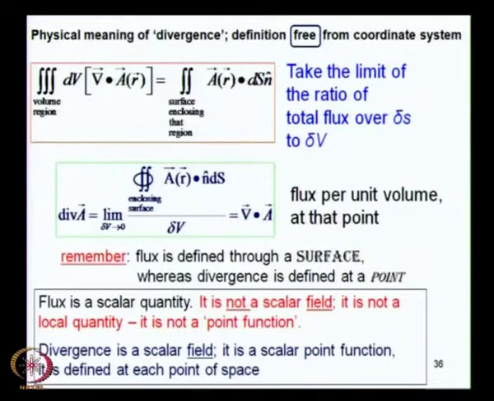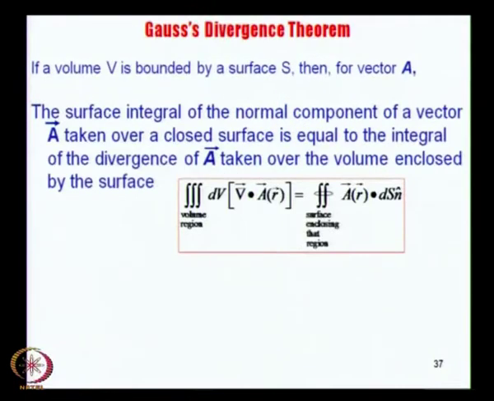So, the flux is a scalar quantity, it is not a scalar field. A scalar field is described by a scalar point function, so that it is defined for every point in space. So, you have to be a little careful about these details. The divergence will describe a scalar field, it is a scalar point function defined for each point in space.